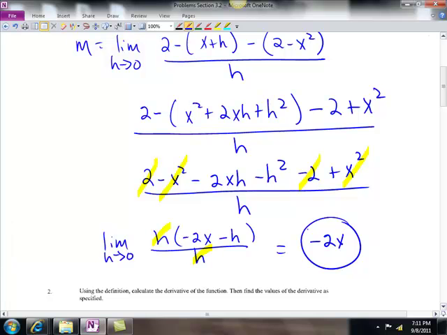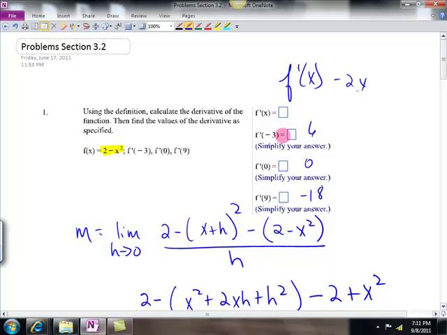So we got the same derivative that they shouted out in a matter of seconds, which is what you'll be doing soon. And then once you have that negative 2x, then you're plugging in these x values into negative 2x and getting these values. Okay?